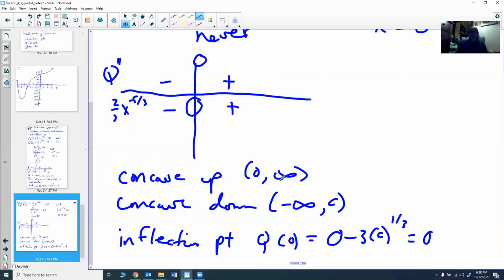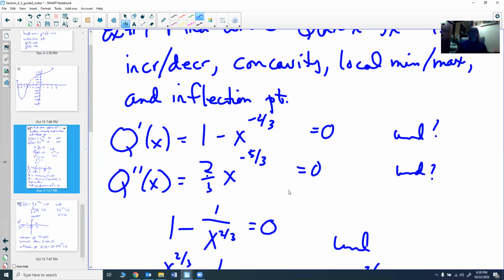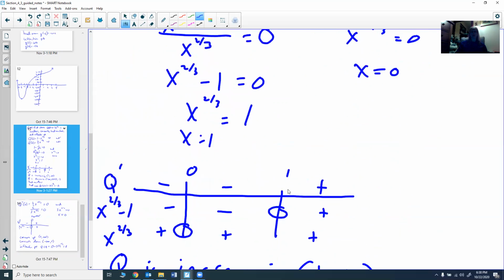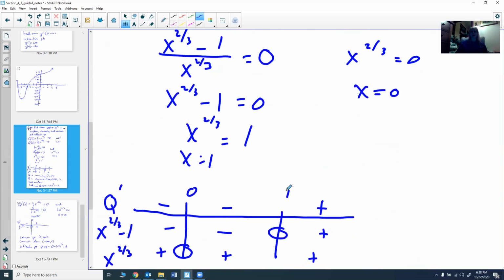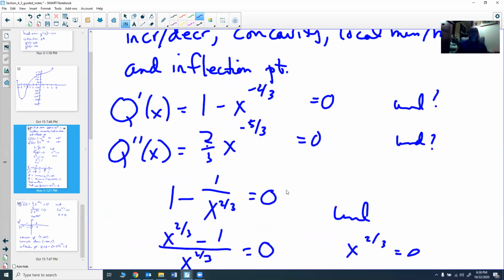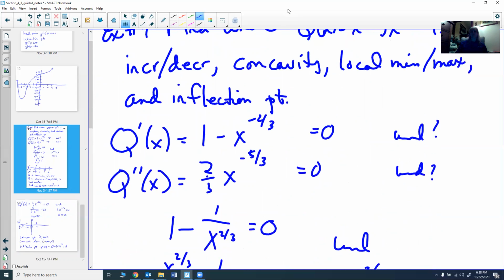So I now know where we're concave up and down. I know where we have local max and mins. We actually have no local max. We have a local min. I know where we're increasing, decreasing, and I know where I have an inflection point. And from all that information, I could actually go and graph this if I wanted to. I will leave that for you.